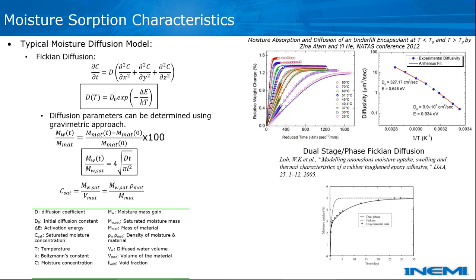So the bottom right plot shows a two-stage Fickian absorption curve. So not all materials obey the Fickian plot that you see at the top. There are some materials that actually exhibit a dual-stage Fickian, but these are more the exception rather than the norm.